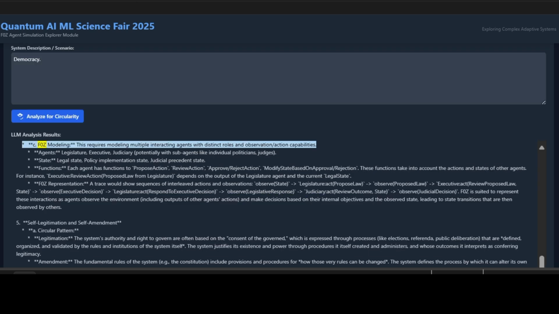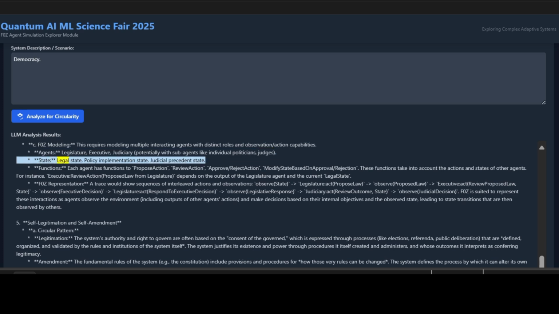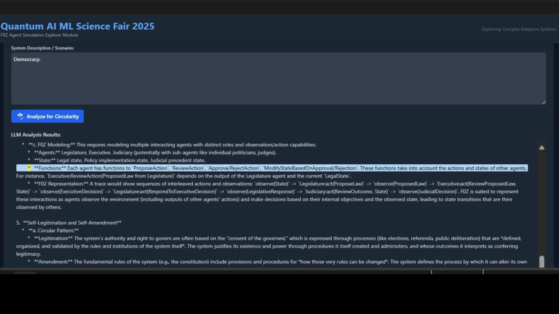C. F0Z modeling: this requires modeling multiple interacting agents with distinct roles and observation/action capabilities. Agents: legislature, executive, judiciary, potentially with subagents like individual politicians and judges. State: legal state, policy implementation state, judicial precedent state. Functions: each agent has functions to propose action, review action, approve/reject action, and modify state based on approval/rejection. These functions take into account the actions and states of other agents.